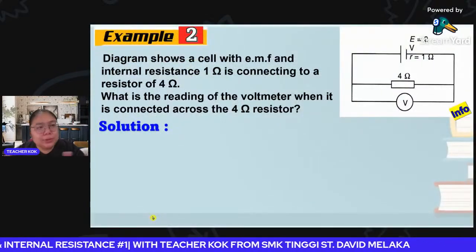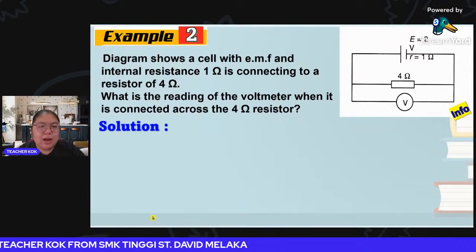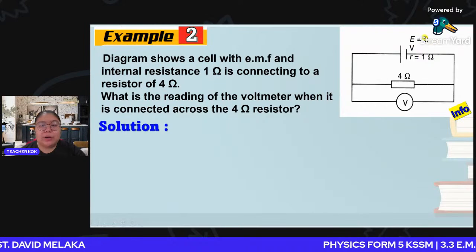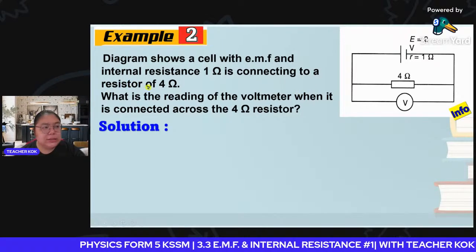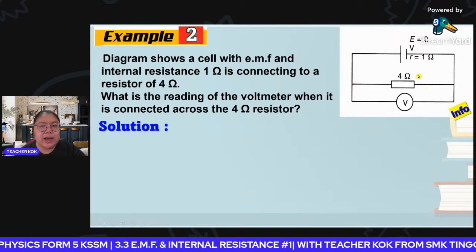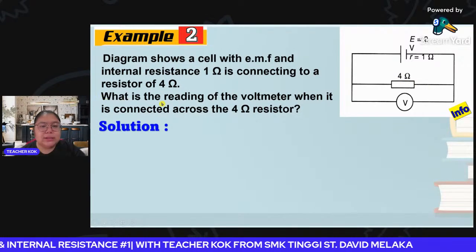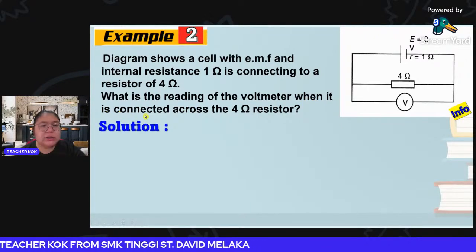Okay, example 2. You can refer here. The diagram shows a cell with the EMF of 2 volts, and internal resistance is 1 ohm. It's connected to the resistor. This resistor we call the external resistor, 4 ohm. So what is the reading of the voltmeter when it is connected across the 4 ohm?